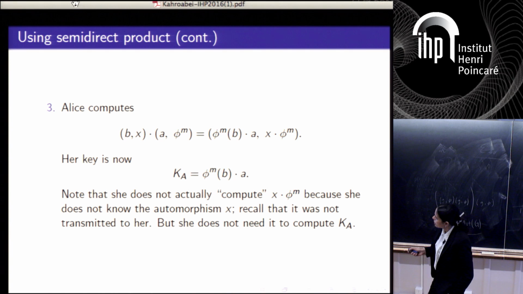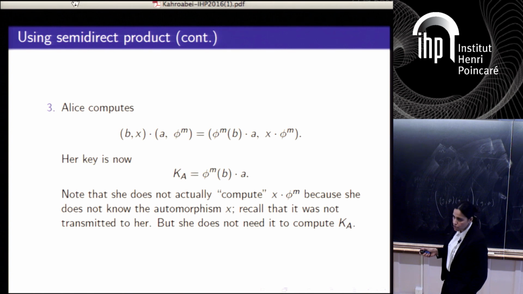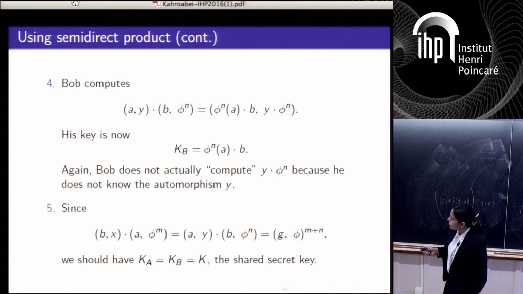If you do that, then the first component is going to be phi^m(b)a, which we claim is going to be Alice's key, which is going to be shared with what Bob can compute. Note that she cannot compute x phi^m, and she doesn't need to. She doesn't really know the automorphism x, because it was never computed, but she doesn't need it in order to compute the first component. All right, so now Bob computes (a, y)(b, phi^n). The first component again is going to be phi^n(a)b. He only takes the first one, and he cannot compute the second component anyway, because he doesn't know y.